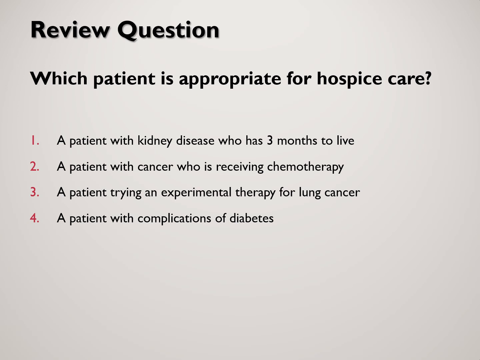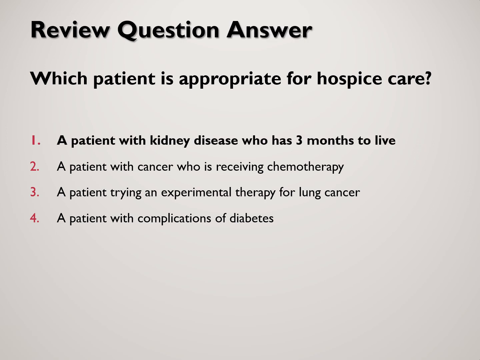Which patient is appropriate for hospice care? The answer will be on the next slide. The answer is a patient with kidney disease who has 3 months to live. With hospice, you need a 6 month prognosis. Patients with 6 months or less are eligible for hospice care. We will discuss this more in Chapter 17.